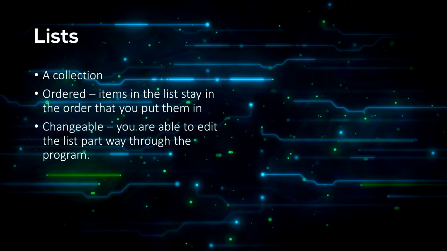So, a list is a collection which is ordered and changeable. This means that the items in the list will stay in the order that you put them in, and you are able to change the list items partway through your program. Let's get on to some examples of lists now.